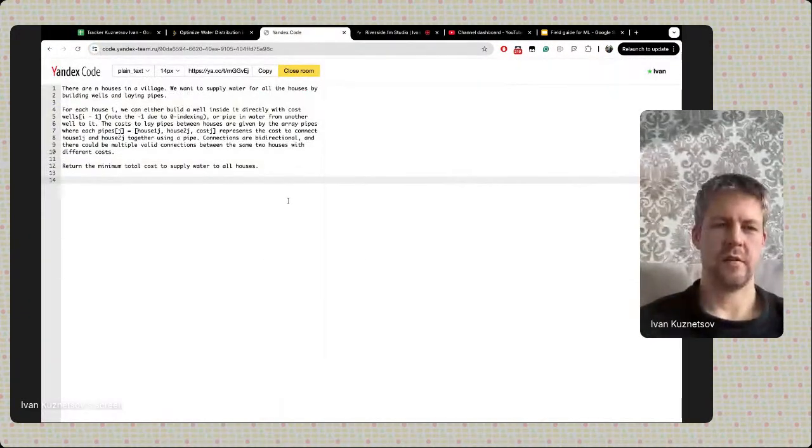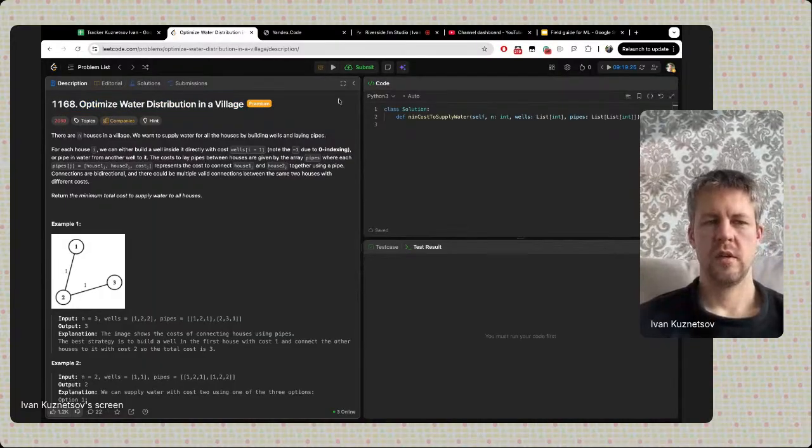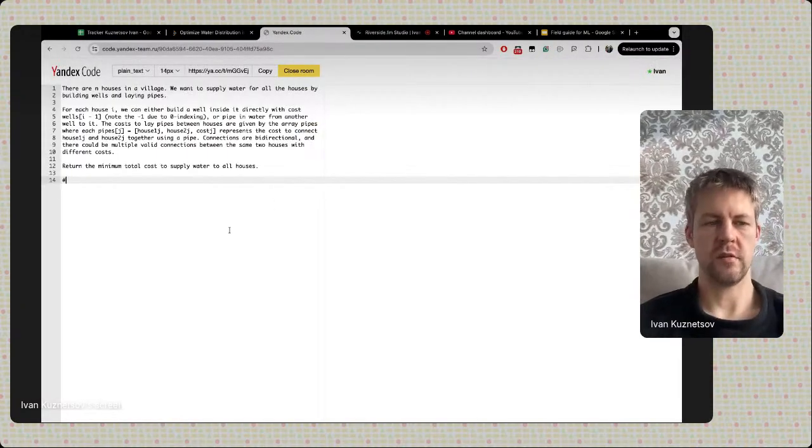Let's solve another hard problem. So it should be solvable. 1168, optimize water distribution in a village. Again, haven't solved it before.